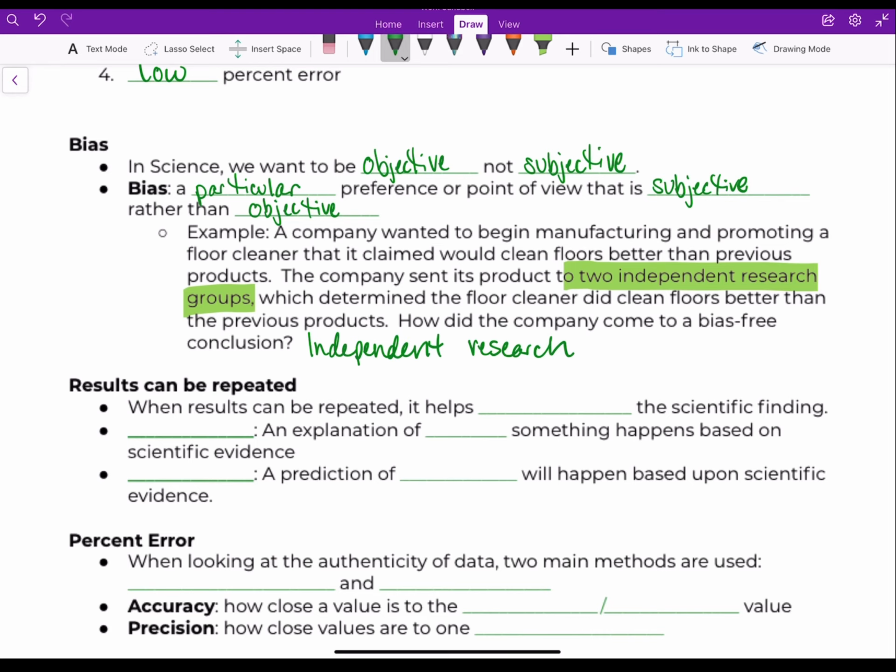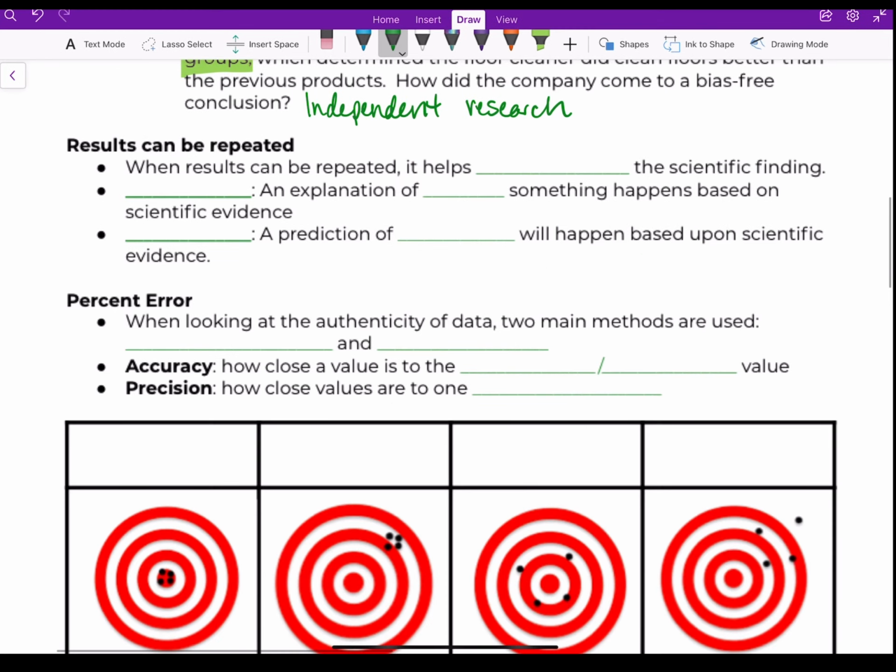There are all sorts of controls that happen in an experiment. Now, controls not meaning a control group, control meaning things that you control in the experiment, such as making sure we have a blind study. You might have heard of that before, or maybe a double blind study, so people don't know what they're testing. That can also help eliminate bias, because if you know what you're testing, you might lean one way or the other.